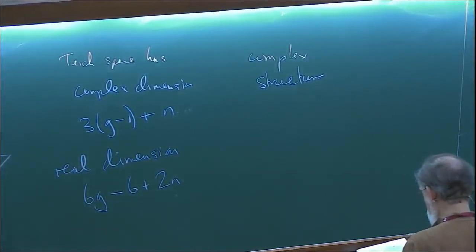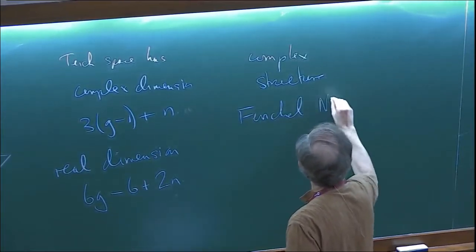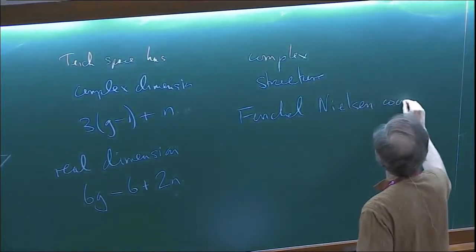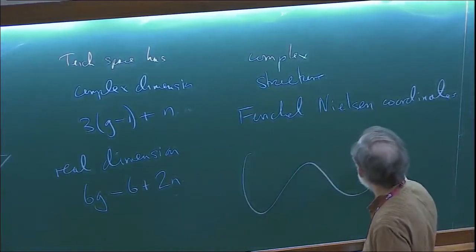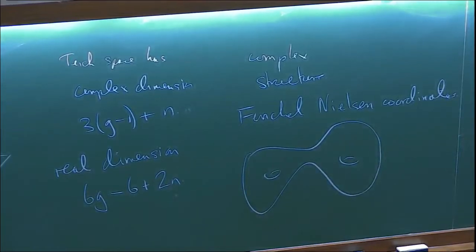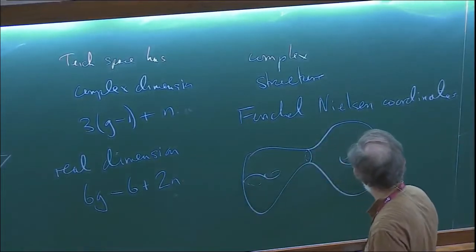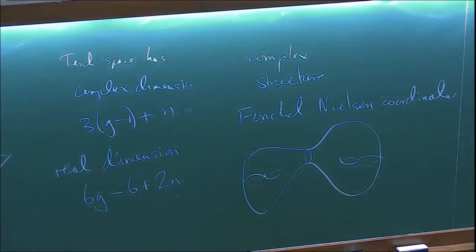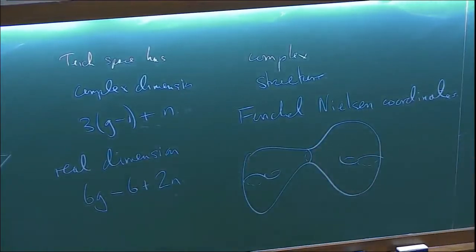Okay, so I think now what I will do is remind you of the idea of Fenchel-Nielsen coordinates. So if I have, let me draw, say, a surface of genus 2, and then what I want to do is to chop it up into pairs of pants. So I think I can do that with, in this case I need 3 things. And the number of curves I have to draw to chop it up into pairs of pants is exactly this number. And it's not a coincidence.